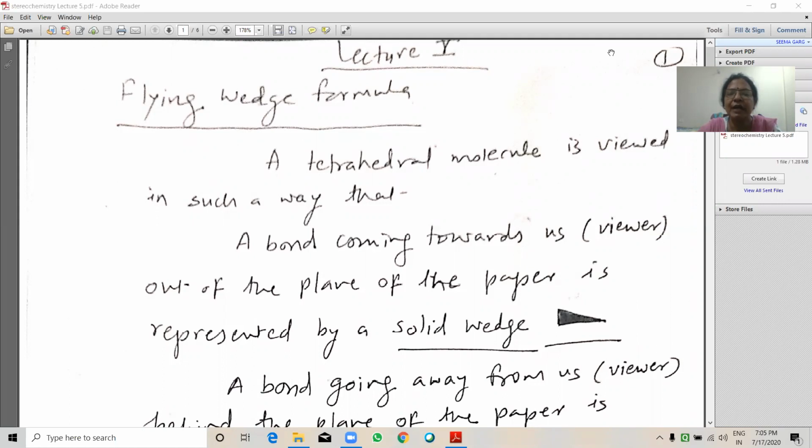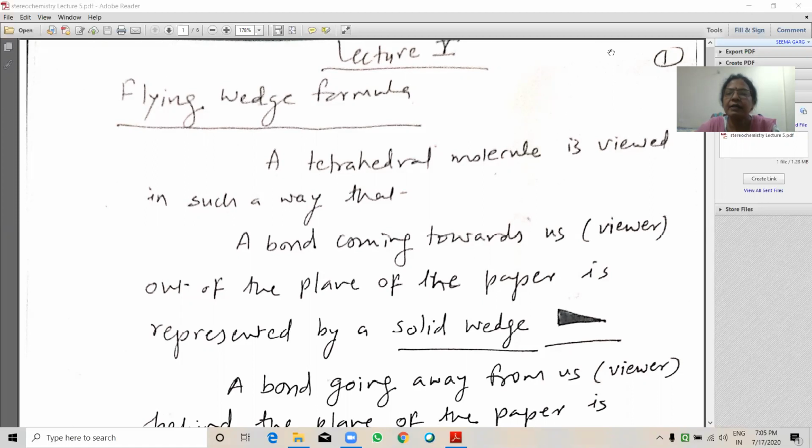In continuation of the lecture on stereochemistry, today in lecture 5 we will see some nomenclature, capital D, L nomenclature, and the difference between capital D, L nomenclature and small d, levorotatory and dextrorotatory nomenclature. Lecture 5, Flying Wedge Formula.